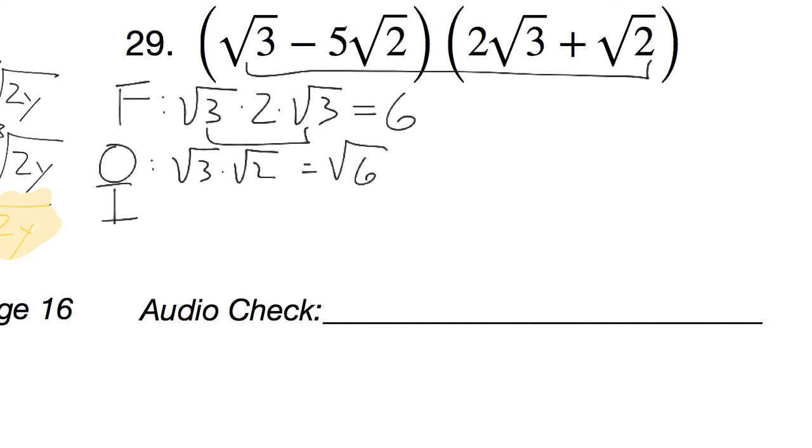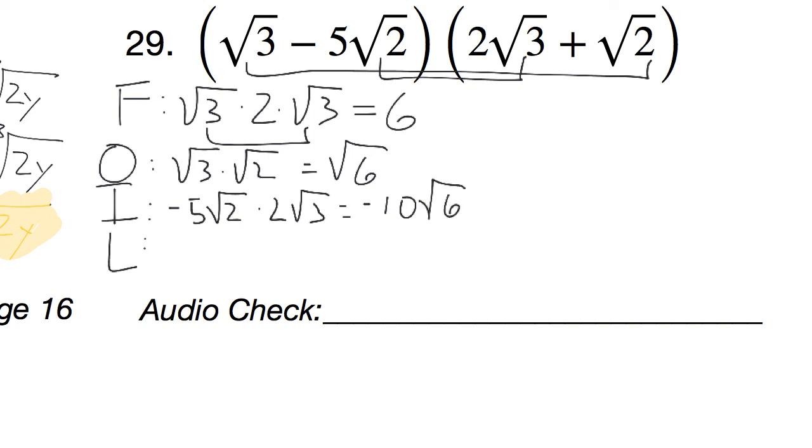Inside term. We have another square root of 2 times square root of 3. That would be negative 5 square roots of 2 times square root of 3. Negative 5 times 2 is negative 10, and square root of 2 times square root of 3 is square root of 6. Last term would be here, negative 5 times square root of 2 times square root of 2. That's going to be negative 5 times 2, or negative 10.